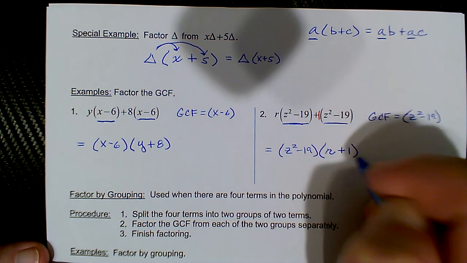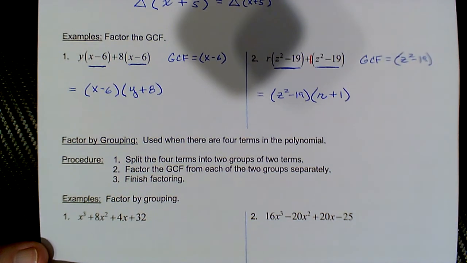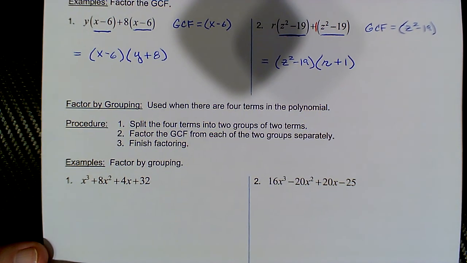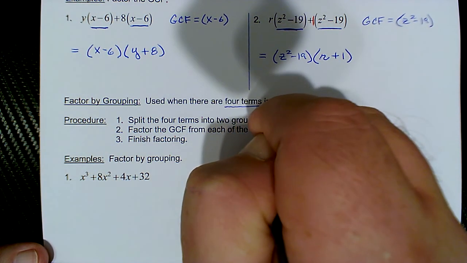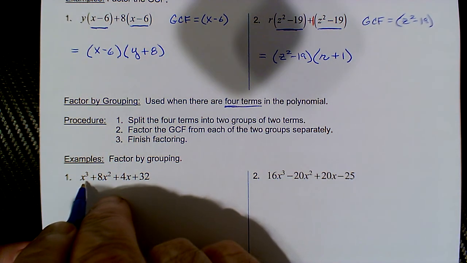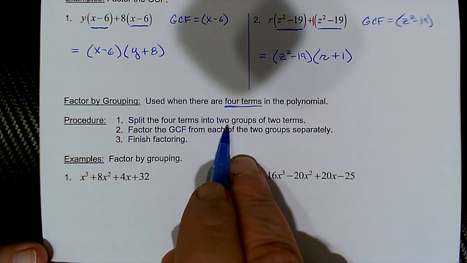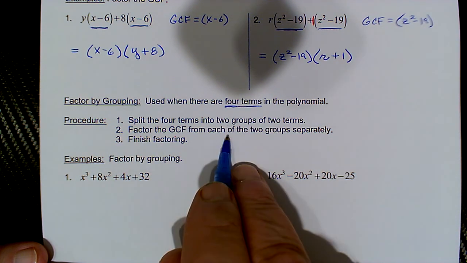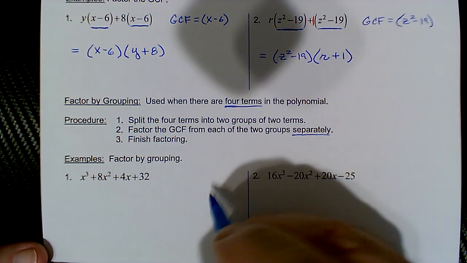Okay, so the reason why I showed you those concepts is because we have this idea that we call factor by grouping. And it's used when there's 4 terms in the polynomial. Typically when you have a cubic polynomial, so raised to the 3rd power. What you want to do is split the 4 terms into 2 groups of 2. So you kind of split it down the middle. And then factor the greatest common factor from each separately. And then finish factoring like we did in the above examples.